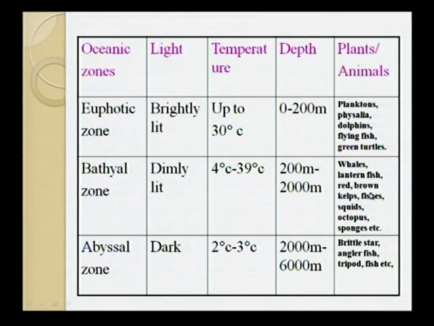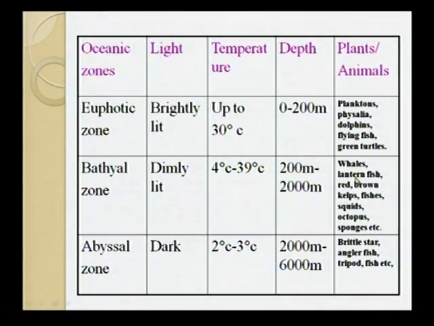So friends, what plants and animals can survive in this zone? There are whales, lanternfish, red-brown kelps and fishes, squids, octopus, sponges. So these are the animals and plants that can survive in this zone.